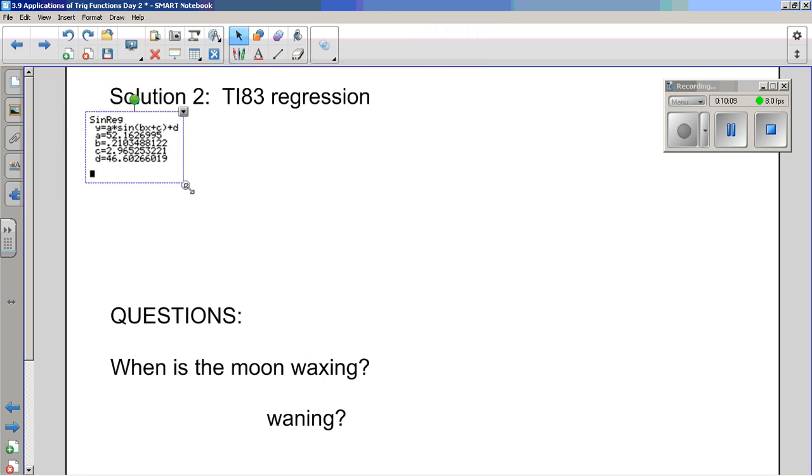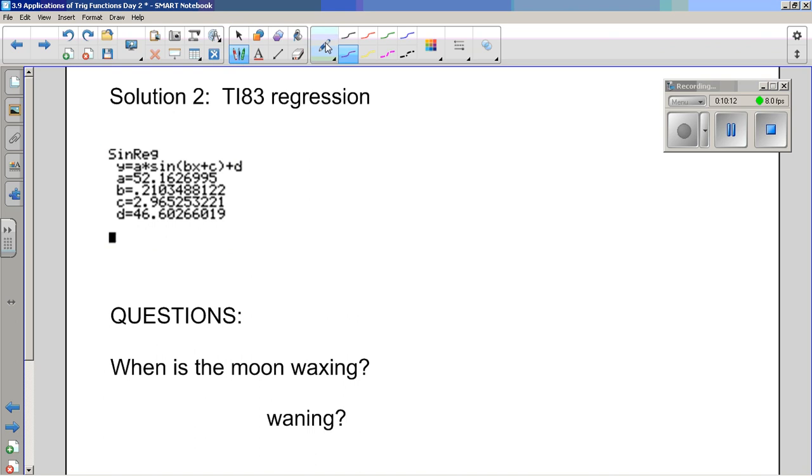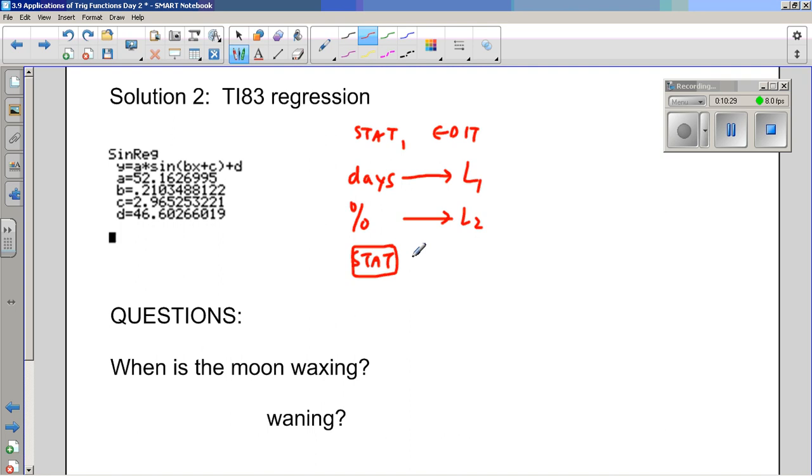All right, so first of all, what did we do? Well, I'm going to give you some steps. So this is stat, and then edit, and then all the days went into list 1. The percents went into list 2, and then I hit stat, went over to calc, that's my little scroll button, to calc, and then I picked sine reg. I can't remember how far down that was. Maybe that was 7 or 8. But sine reg, and then this was the output.